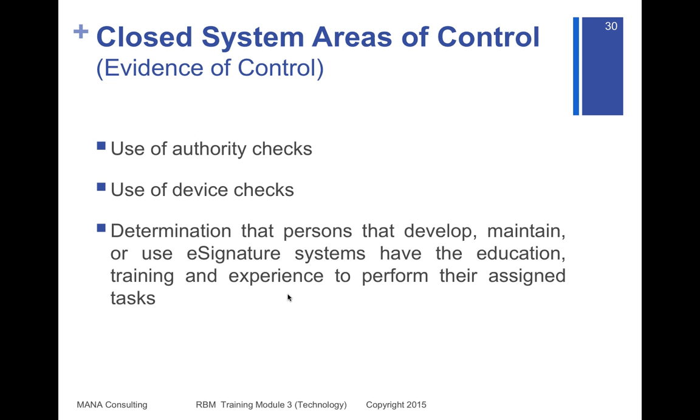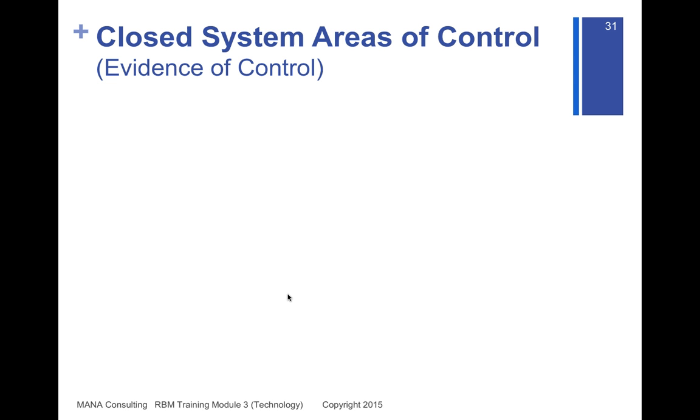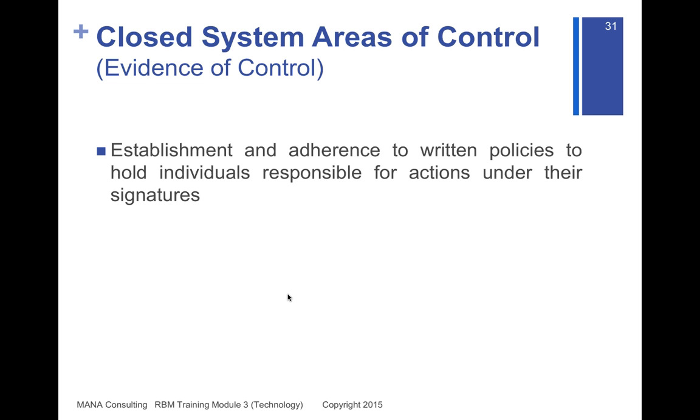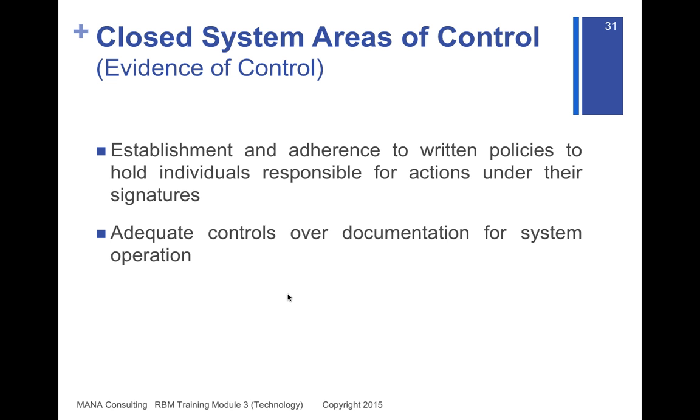Authority checks are another way, making sure that the right people do the right things. And again, device checks. So is the device working correctly? And determination that persons that develop, maintain, or use these signature systems have the education, training, and experience to perform their assigned tasks. And that's where the education piece comes in, and the training. And that's an absolutely critical component. And that's a very important part of the monitor's job.